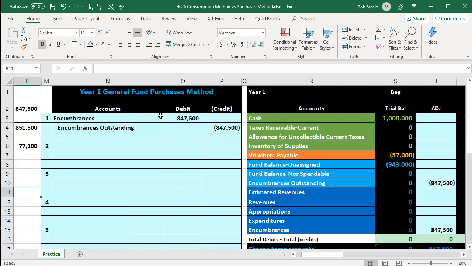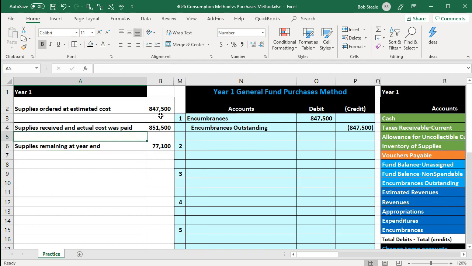Then we're going to say that we received the supplies. This is where the difference happens. We're going to reverse the encumbrance, no change there, but instead of putting it into the supplies asset, we're going to put it into the expenditure. So we're going to put it into the expenditure now, as opposed to putting it into an asset and then reversing it. So we're just going to put this into an expenditure.